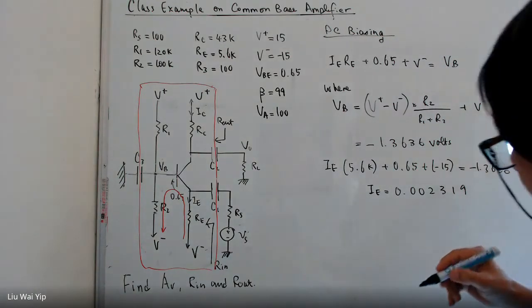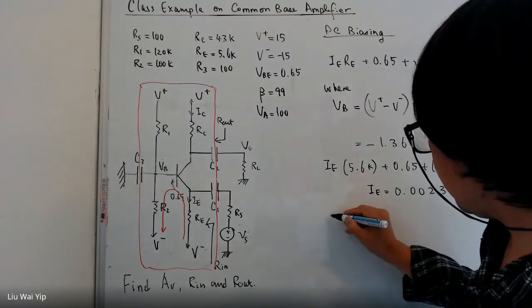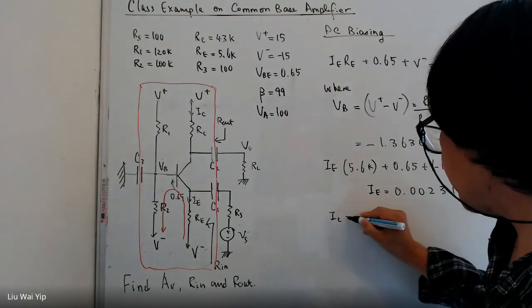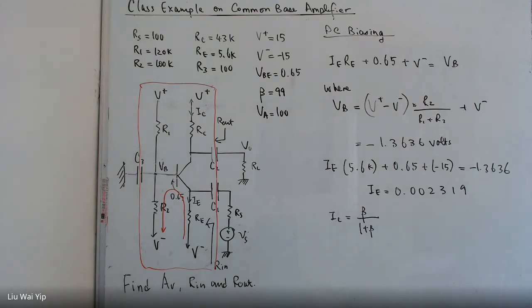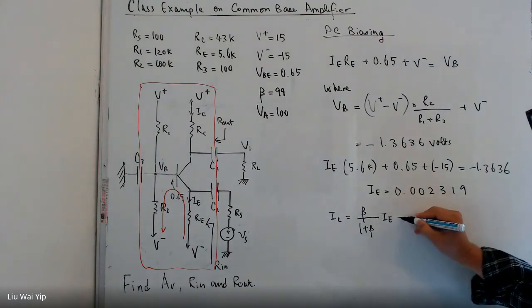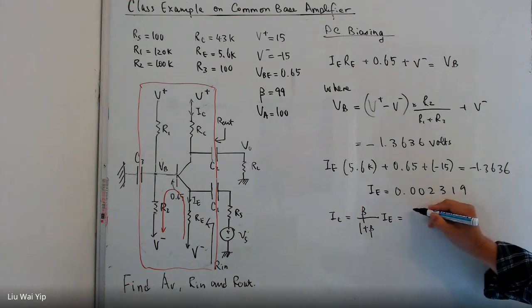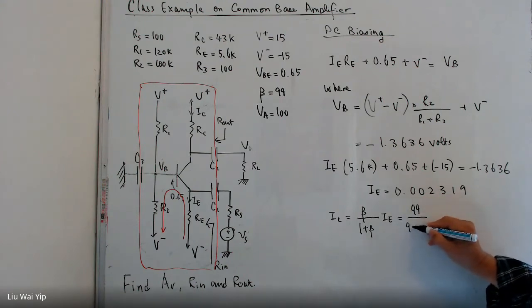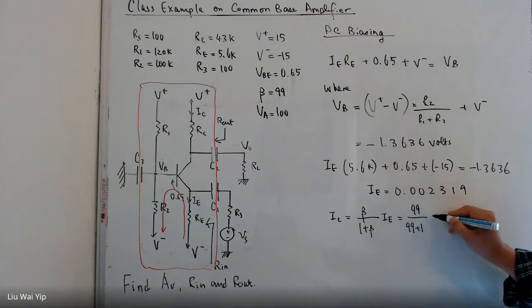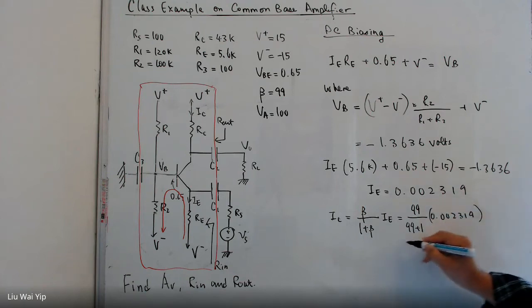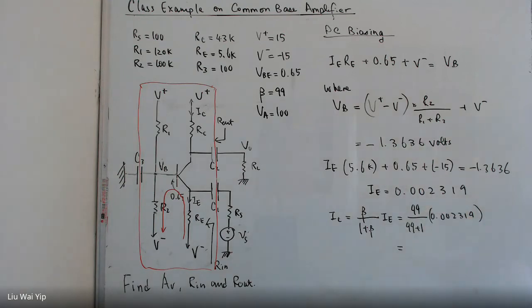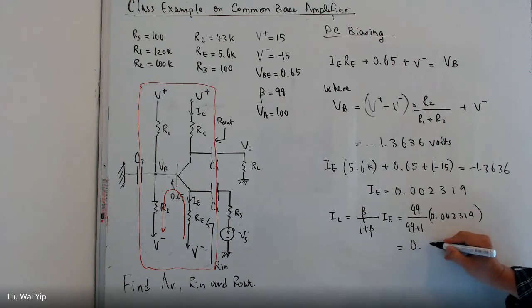But we want it to be more accurate. So what we need to do is IC is equal to beta over beta plus 1 times IE. So you have 99 divided by 99 plus 1, and then times this value. There is a slight difference. The value that you get here is 2.2958 milliamps.